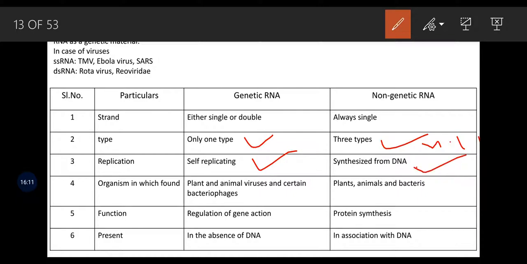That means here we follow the central dogma, but genetic RNA is self-replicating by using certain enzymes. Genetic RNA is found in viruses and certain bacteriophages, but non-genetic RNA is found in all organisms like plants, animals, bacteria. Genetic RNA functions in regulation of gene action, and non-genetic RNA in protein synthesis, and other functions are also there. Genetic RNA is found only in the absence of DNA, but non-genetic RNA is associated with the DNA.